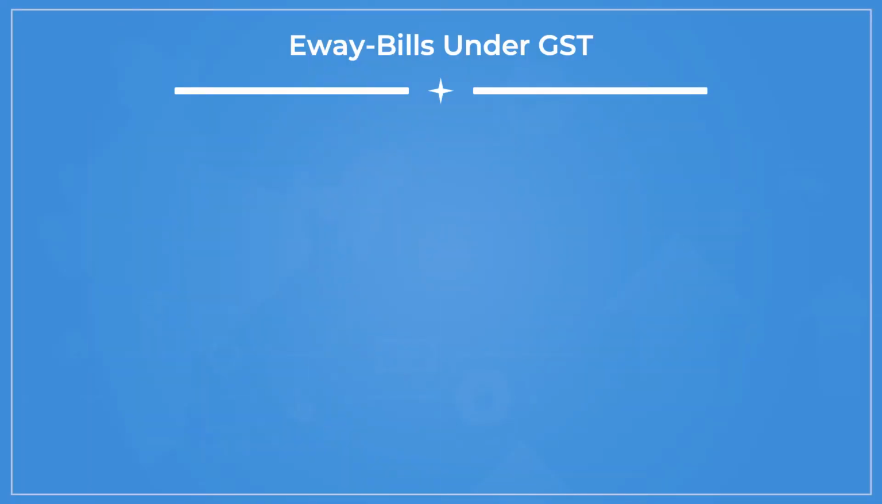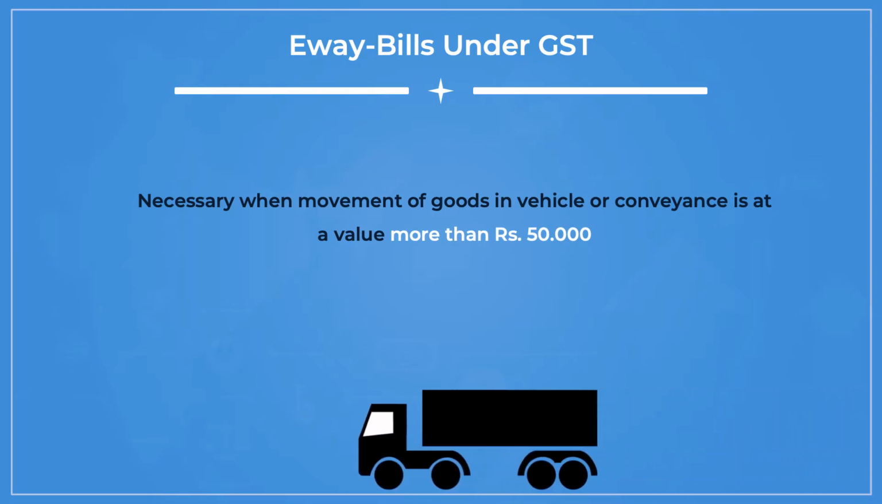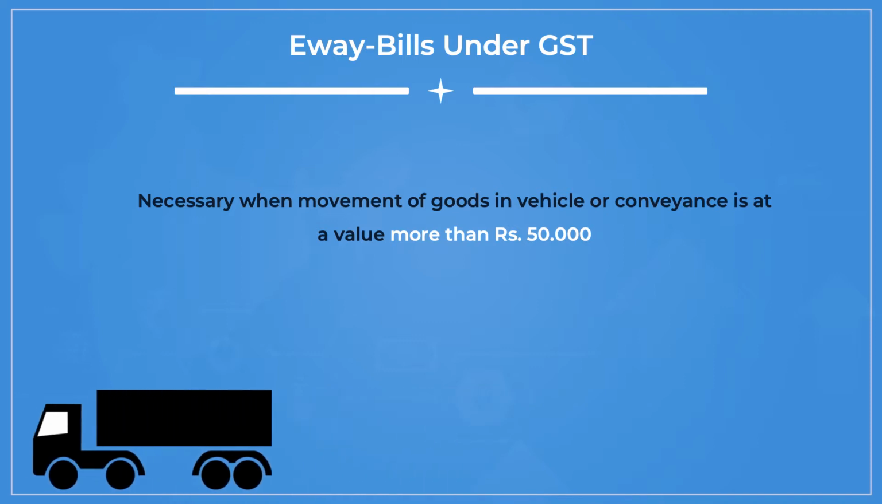Electronic way bills are necessary when there is a movement of goods in a vehicle or conveyance vehicle worth more than rupees 50,000, either for each invoice or the aggregate of all the invoices in a vehicle, in relation to: number 1, supply; number 2, for the purpose other than supply, that is return; number 3, for the purpose of inward supply from an unregistered person.